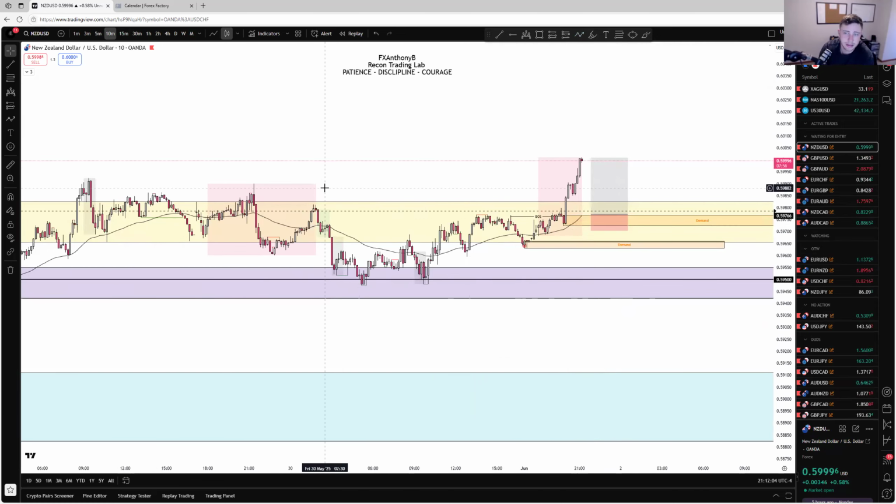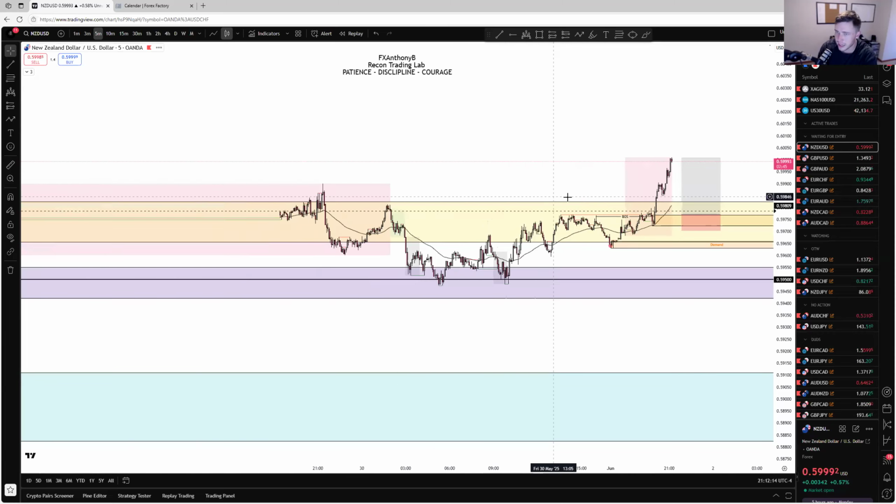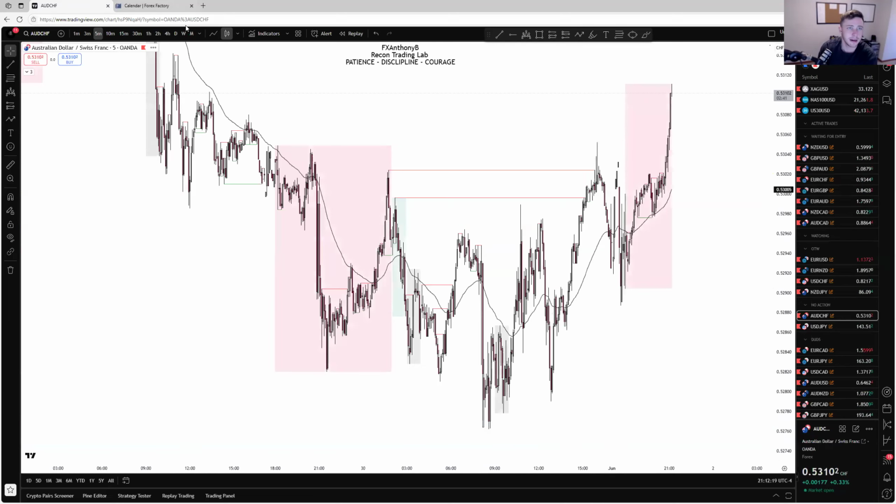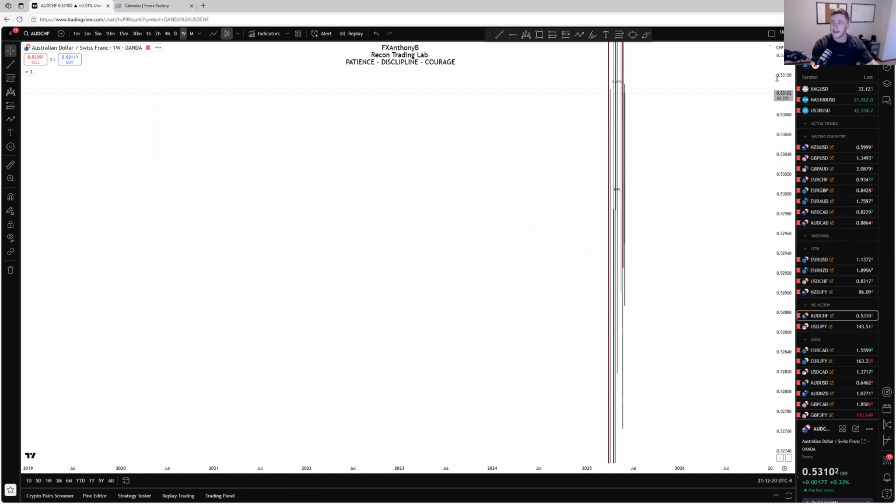So we have it refined to the 10-minute on a demand zone here. We have inducement, BOS, and the engulfing candle. We have a 2-leg check. Now we're just waiting for the retest, then enter to buy. Oh yeah, that's money, baby. All right, next one. AUD CHF.